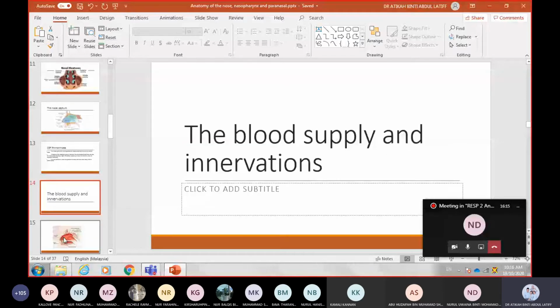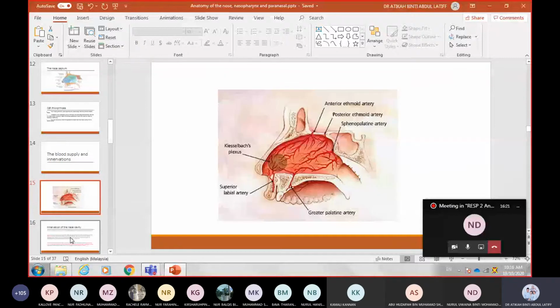Okay, so what about blood supply and innervations of the nasal cavity? So this is just showing you the blood supply of the nasal cavity. You have 5 branches here. Okay, here you have your anterior ethmoidal, posterior ethmoidal, sphenopalatine, greater palatine, and superior labial artery. Okay, so if you imagine, the name is just from where the bones are. If you know, this is your ethmoid bone, right? So you have anterior in front and posterior at the back.